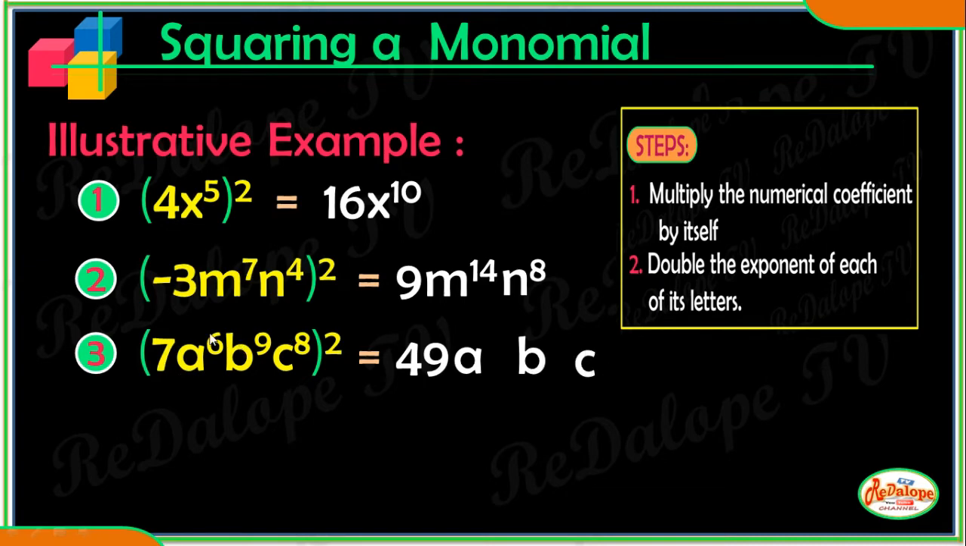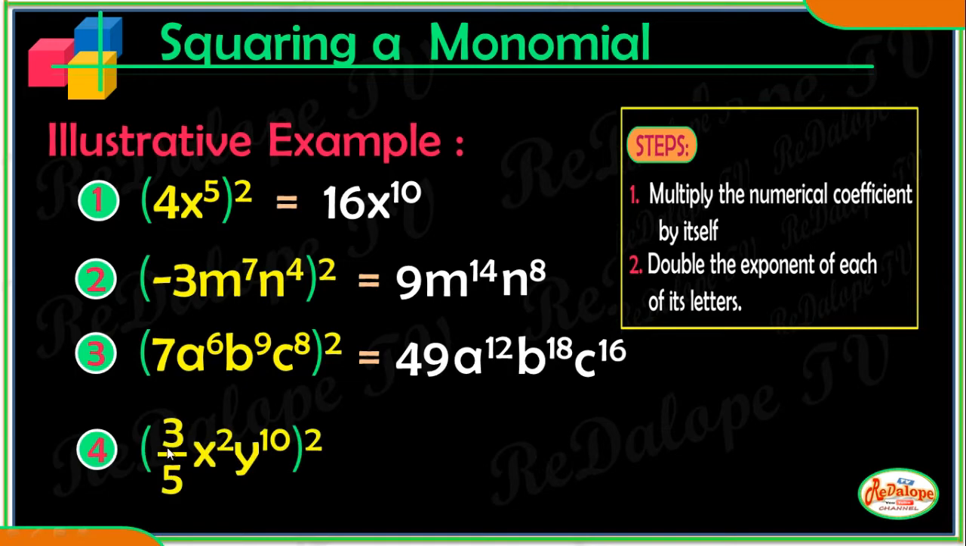And then double the exponent of each variable, or just simply multiply that by 2. So 6 by 2, so that is 12, so that is the exponent of a. 9 by 2, so that is 18, so that is the exponent of b. And the last we have 8 by 2, so that is 16, so that is the exponent of c. So when you square (7a^6 b^9 c^8), the answer would be 49a^12 b^18 c^16.